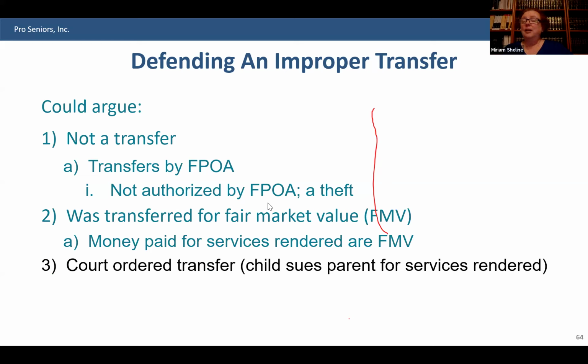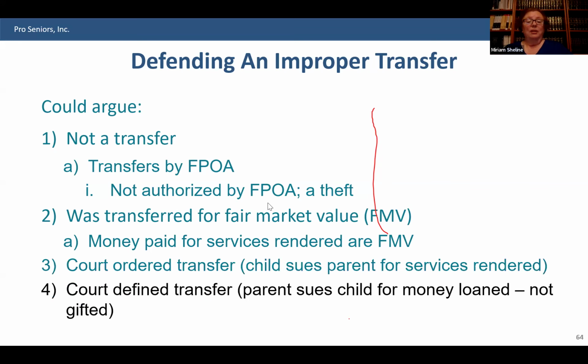Child sues them under an oral contract to provide services that they didn't, and therefore they're being paid on a judgment. Or the other way of that is sue for money loaned and therefore not gifted, and then establish that child is not collectible. But, you know, in general, it's better to avoid if at all possible.